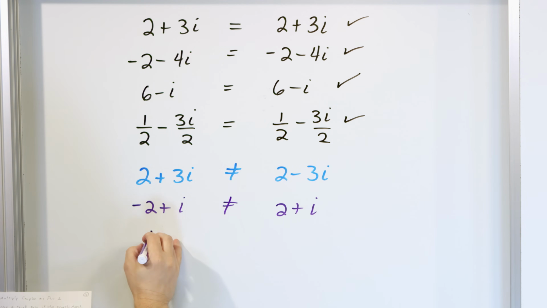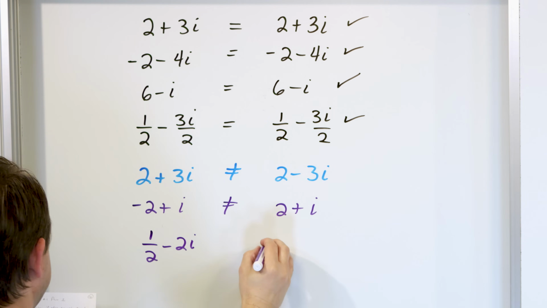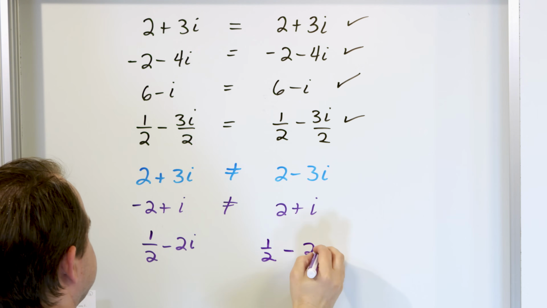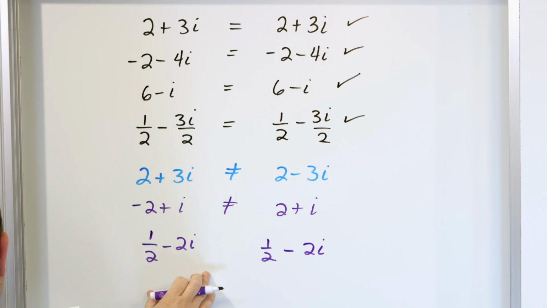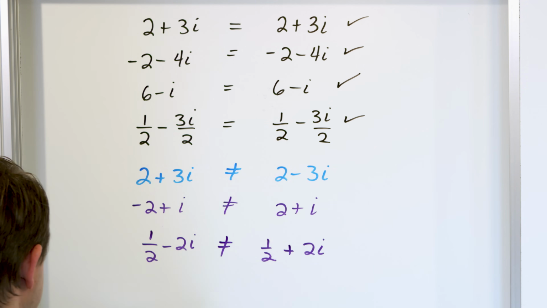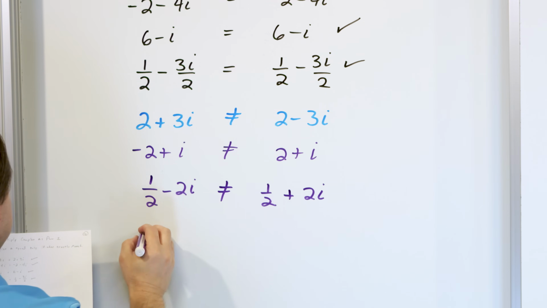Moving right along, what if we have 1/2 minus 2i, and on the other hand, somebody has 1/2 minus 2i? Well, these are actually equivalent. Let's say we have, let's make it like this, 1/2 plus 2i. Well, these are not equivalent. The 1/2 matches, but this is a negative 2i and this is a positive 2i there, so they're not equivalent.